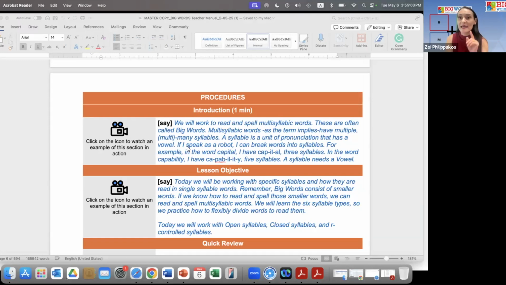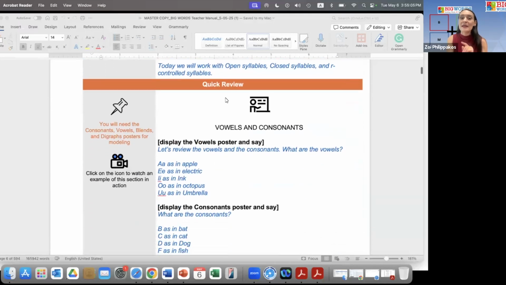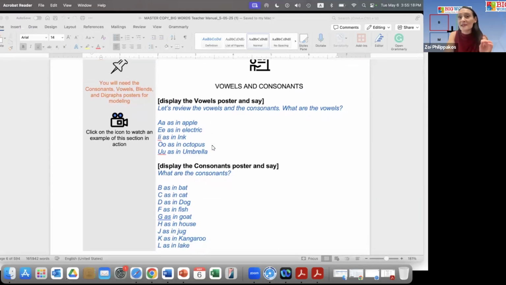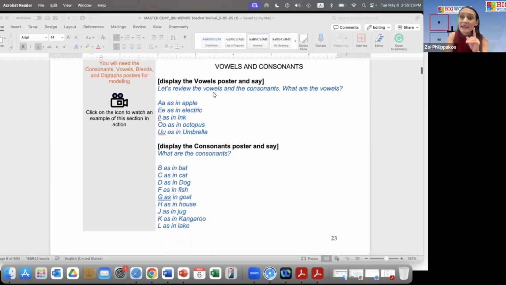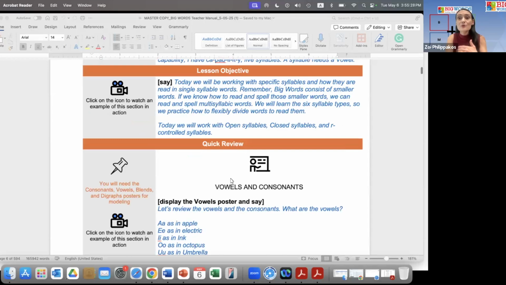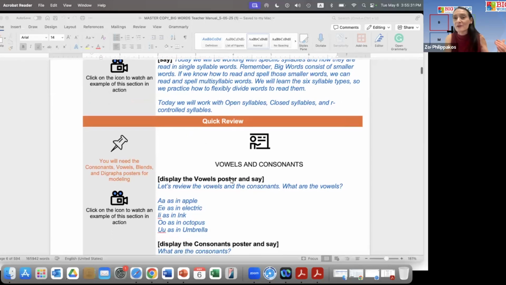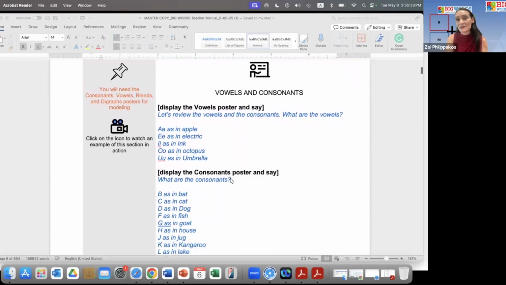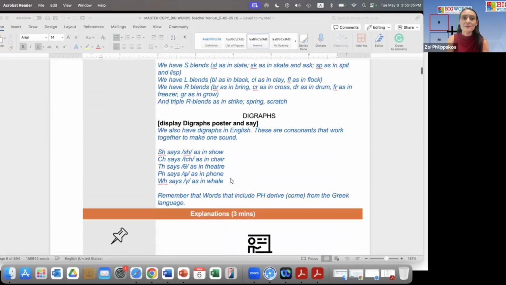I will point out again the sequence of the lesson. You start with the introduction and lesson objective. We included here a quick review. If after teaching the lesson review two or three times your students still need that review, we ask that you review only the parts that they need. You don't need to go through all of this every time. So review what they need, if they need it. Otherwise, completely skip this quick review, because it is not necessary for your group if they know what a blend, a digraph, a consonant, and a vowel are.